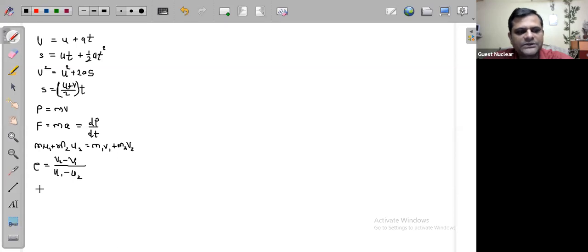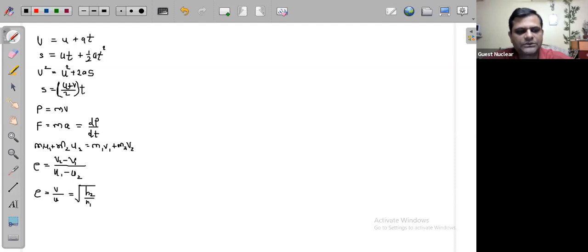In case of head-on elastic collision, one more thing: the coefficient of restitution is simply equal to v upon u, if suppose one of the bodies is at rest, and this can also be written as simply equal to root of h2 upon h1, if suppose a ball is released from the height h1 and bounces up to the height h2.